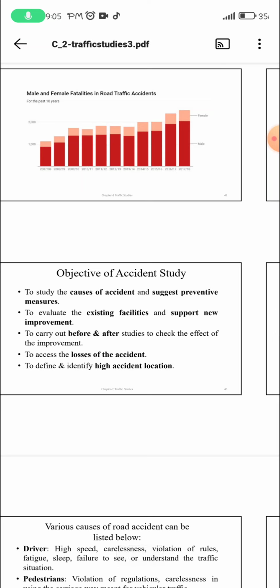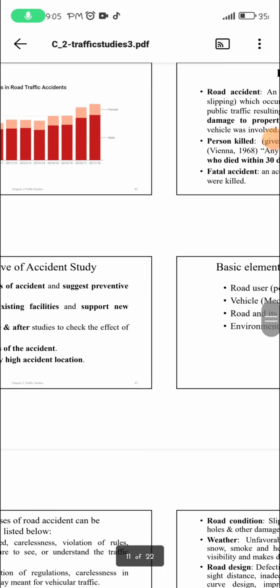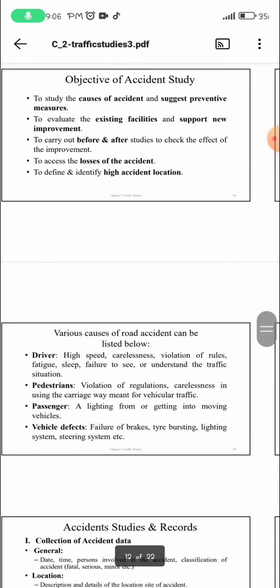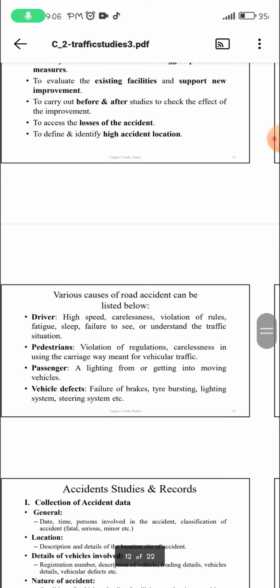Objectives of accident study: to study the causes of accidents and suggest preventive measures, to evaluate the existing facilities and support new improvements, to carry out before and after studies to check the effect of the improvement, to assess the losses of the accident, to define and identify high accident locations. Basic elements of road accidents: road users, pedestrians, drivers, cyclists, vehicle, mechanical condition, road and its condition, environmental factors. Various causes of road accidents can be listed below.